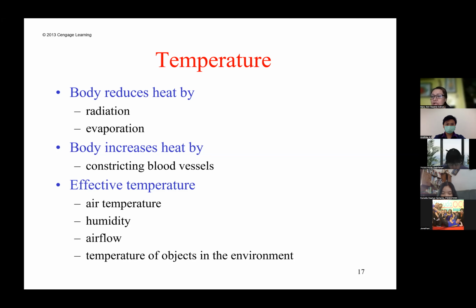There are also factors in controlling the temperature, or rather, when you talk about temperature, you are looking into the impact of the air temperature, for example. So how cold or how warm the temperature is in the air, humidity, how wet or how dry the air is, and airflow, the wind, coming from different directions. And the temperature can also be affected by how warm or how cold the objects are in the environment.